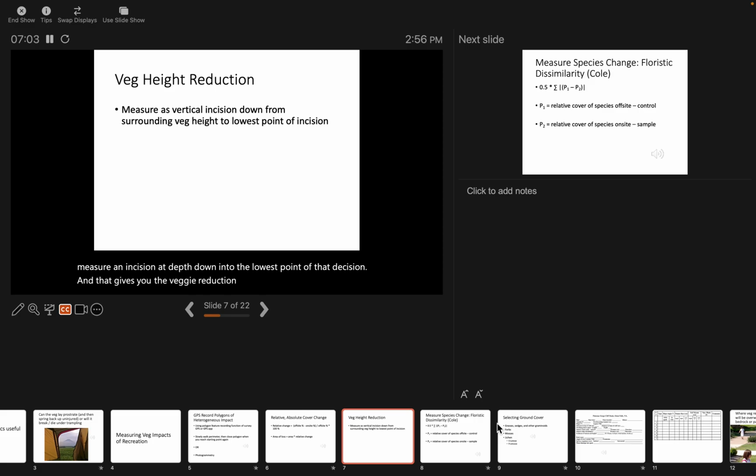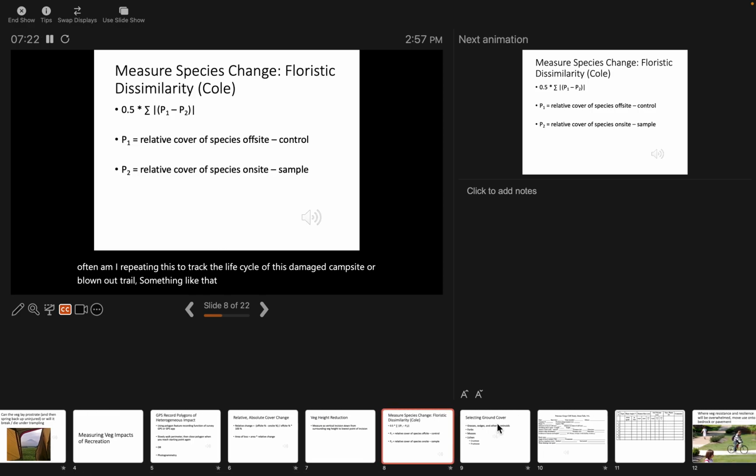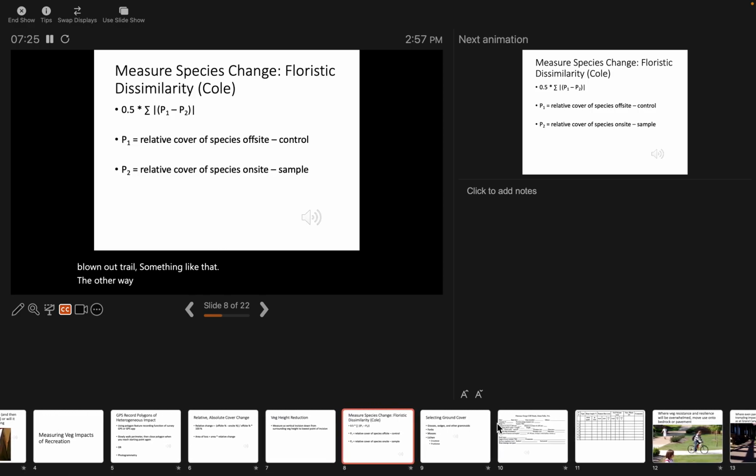It's a fairly simple number, and it's also a fairly dynamic number. So this is one of the ones that we're not measuring every 5 years. This is something we're going to try and capture after each season. For every one of these measurements, we're always trying to think of how often am I repeating this to track the life cycle of this damaged campsite or blown out trail, something like that. The other way to get after species change, floristic dissimilarity, is just an index.